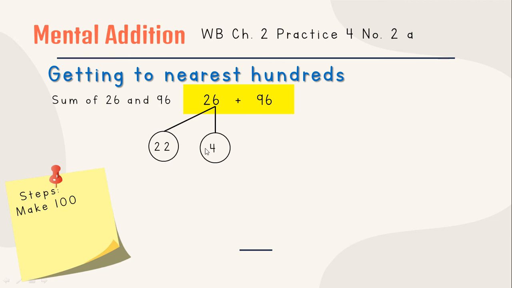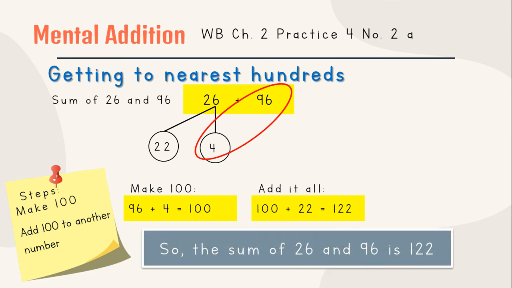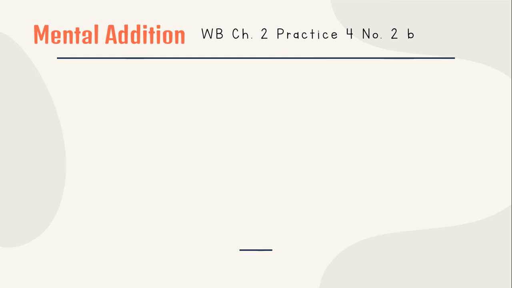Look at here. We have 4 here, and now we need to find another pair of number bond. So what and 4 will make 26? It means 26 minus 4. If you are confused about this number bond, you can go to your previous primary 1 grade books. Okay? So 96 plus 4 will be 100. And add 100 to another number. The sum of 26 and 96 is 122.